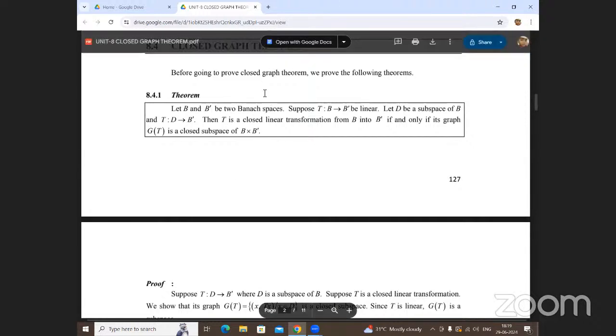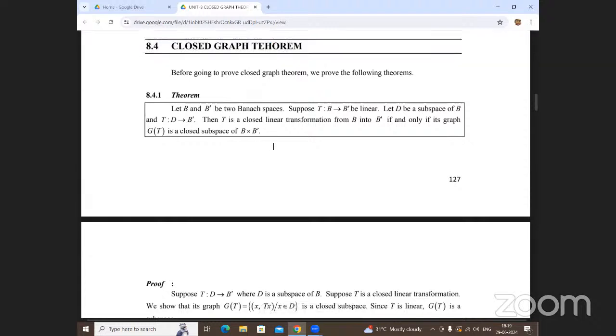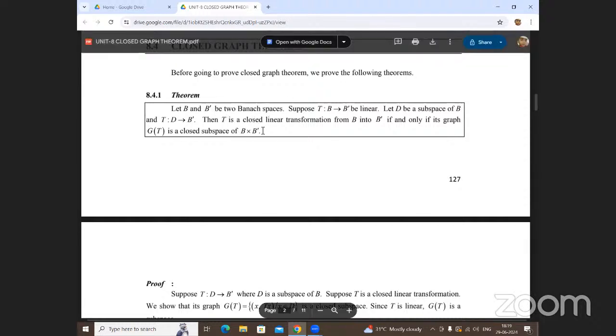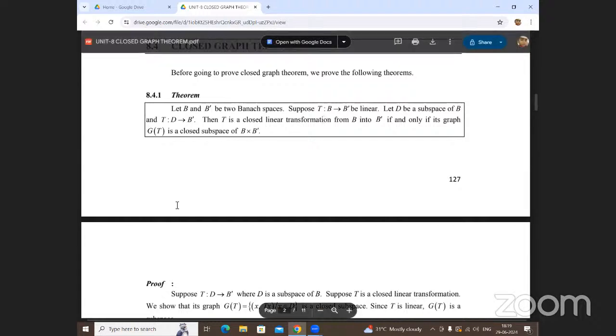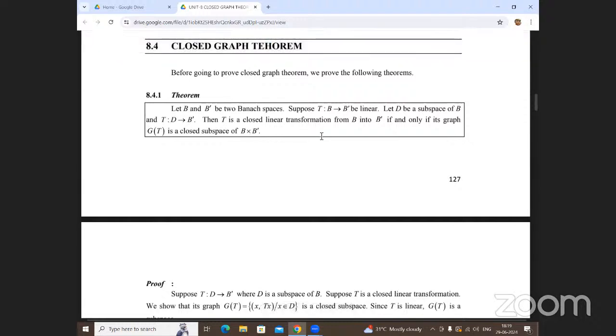Combining these two theorems, open mapping and closed graph theorem, is given as a 10 marks long answer question. Now here B and B dash are two Banach spaces, and the connecting map is linear. Capital D is a subspace of capital B, and the transformation is represented as T from D to B dash. A closed linear transformation from capital B into B dash is an into map, and open mapping is the onto part.